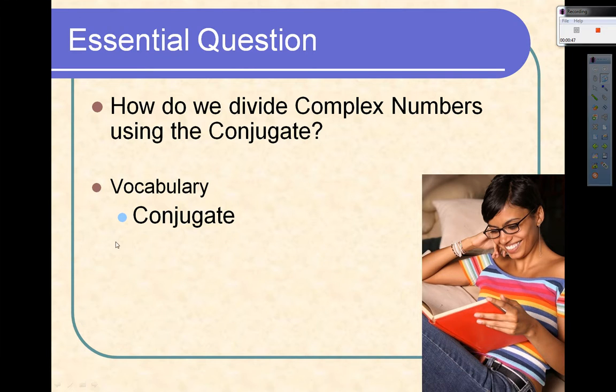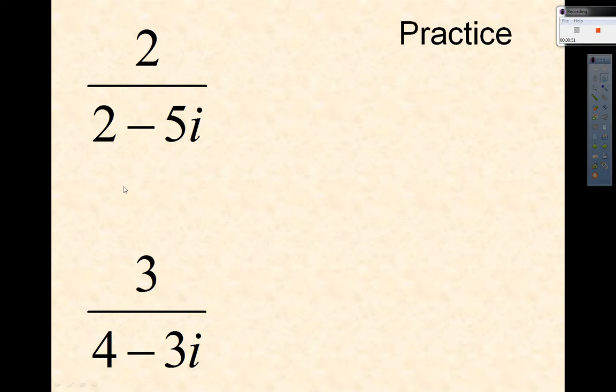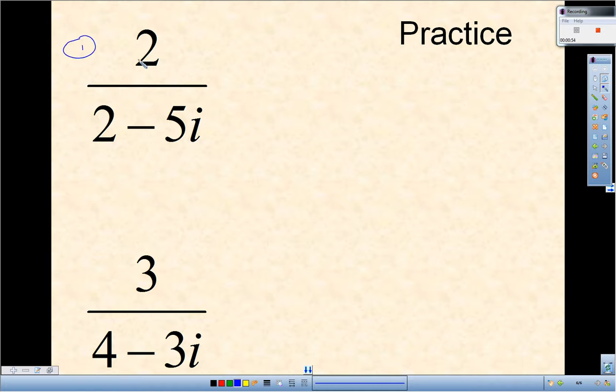Alright, so let's say that I give you this problem right here, 2 over 2 minus 5i. Again, you don't want the imaginary unit in the denominator, but unfortunately this is not just a singular i, this is actually a complex number that has a real part and an imaginary part. So what we're going to do is multiply by its conjugate. The conjugate of 2 minus 5i is 2 plus 5i. So multiply top and bottom by 2 plus 5i.